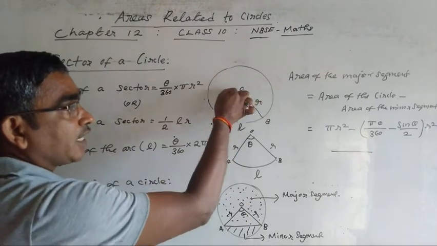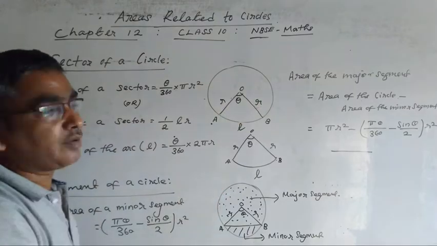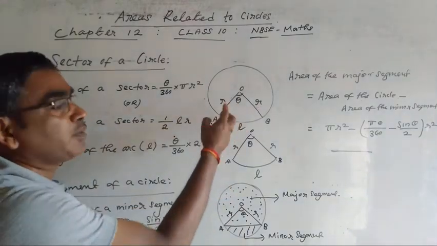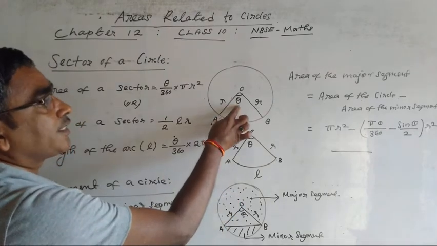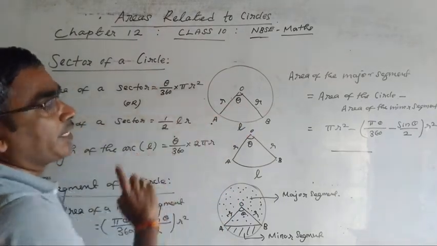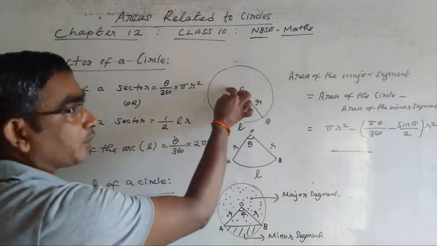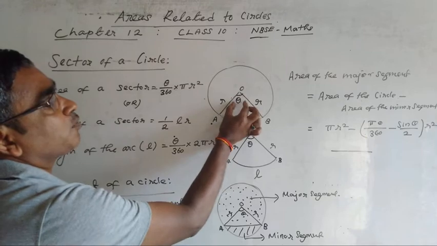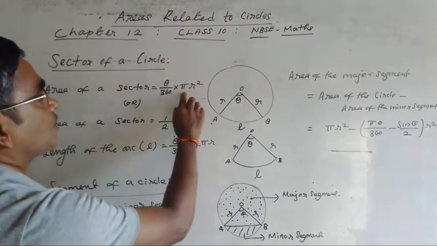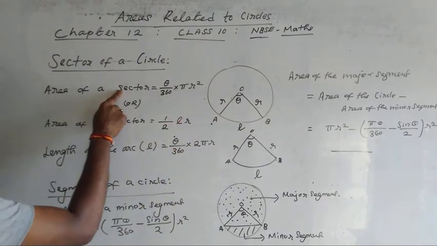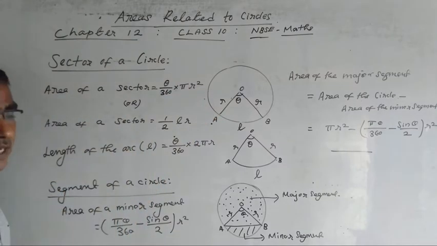But we know the total angle is 360 degrees. A circle, the whole round, is 360 degrees. We are taking a little portion, maybe theta, maybe 30 degrees or 40 degrees, any acute angle. So theta out of 360 into pi r square. This is the area of the sector. It may be taken 30 degrees, so 30 degrees out of 360 of the area of the circle. The area of a circle formula is pi r square. So area of sector will be theta out of 360 into the area of the circle, that is pi r square.